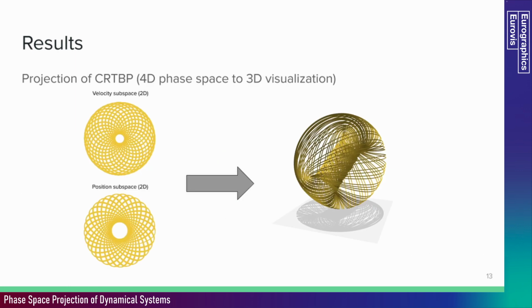As the first motivating result, we show a projection of a single trajectory of the CRTBP dynamical system. The motion of the particle can be observed by the red highlight, and we can see that its movement is continuous and consistent both in the visualized subspaces of the phase space and the final 3D projection. There are no sudden jumps or discontinuities in motion, and the projection also exhibits symmetric patterns.